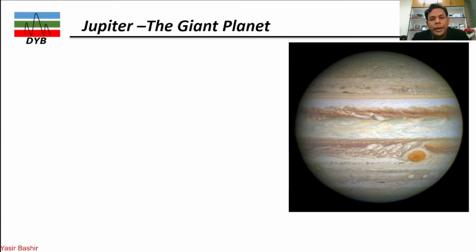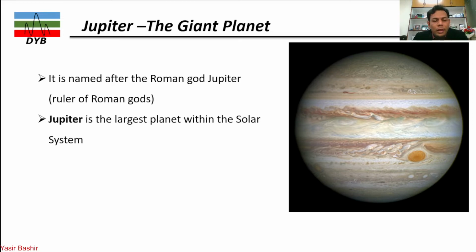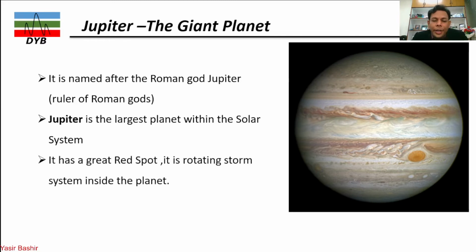So let's start with the first planet of the outer planet category, that is Jupiter. It is also called the giant planet. Jupiter was named after the Roman god Jupiter, which means ruler of the Roman gods. And Jupiter is the largest planet within the solar system. That's why we call Jupiter a giant planet. It has a Great Red Spot. You can see on the surface of Jupiter we have a lot of red spots.